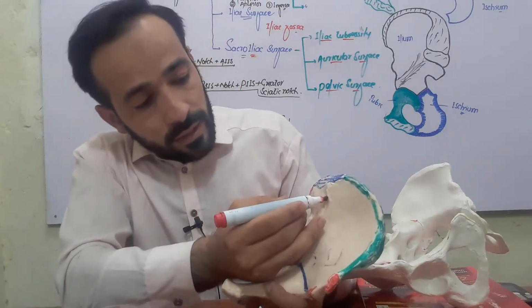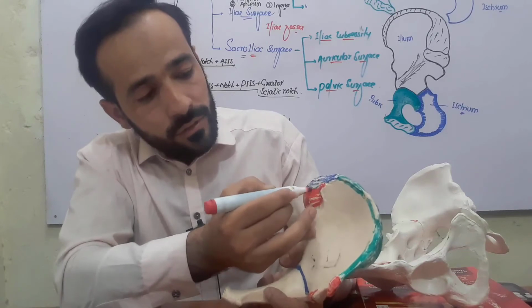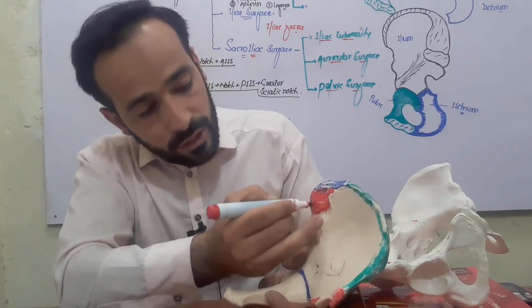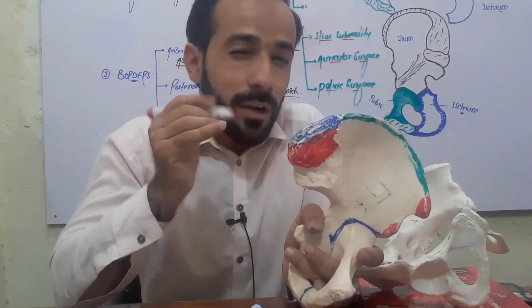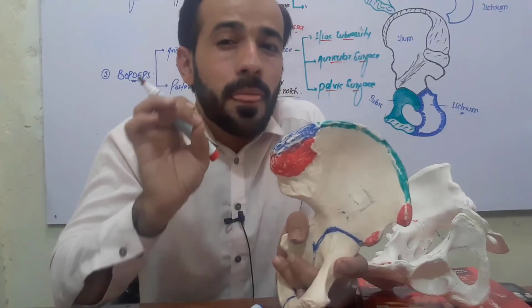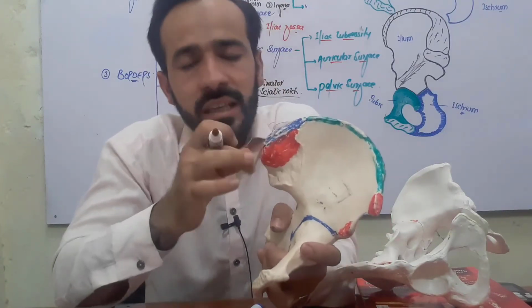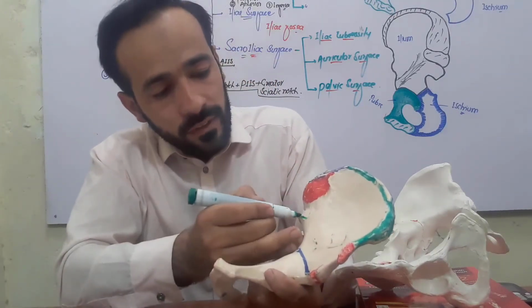The first one, the tuberosity, right? This rough part is called the iliac tuberosity, right? Which I am making with red color. So this is iliac tuberosity. Why? Because it is a little bit rough in nature. Tuberosity means rough surface, right? So iliac tuberosity. And then there was the auricular surface, right?